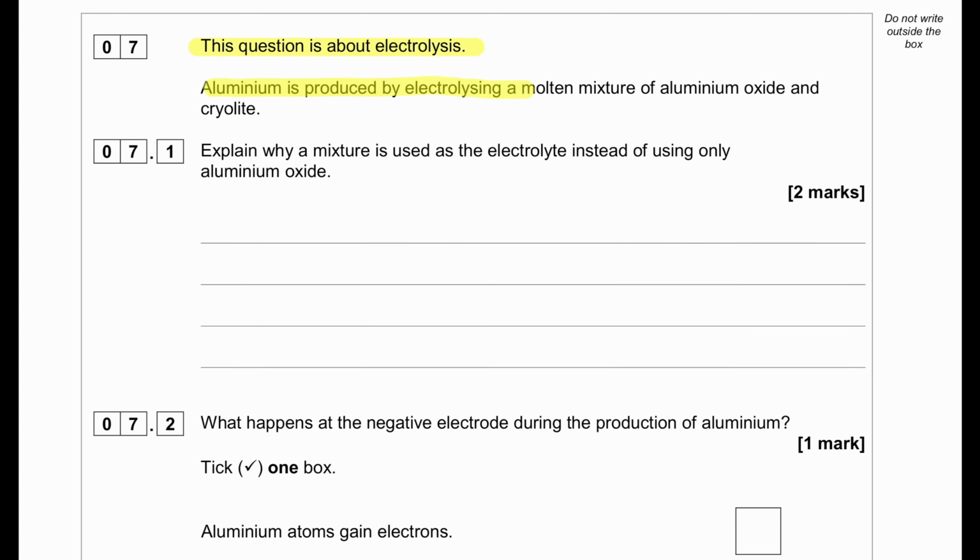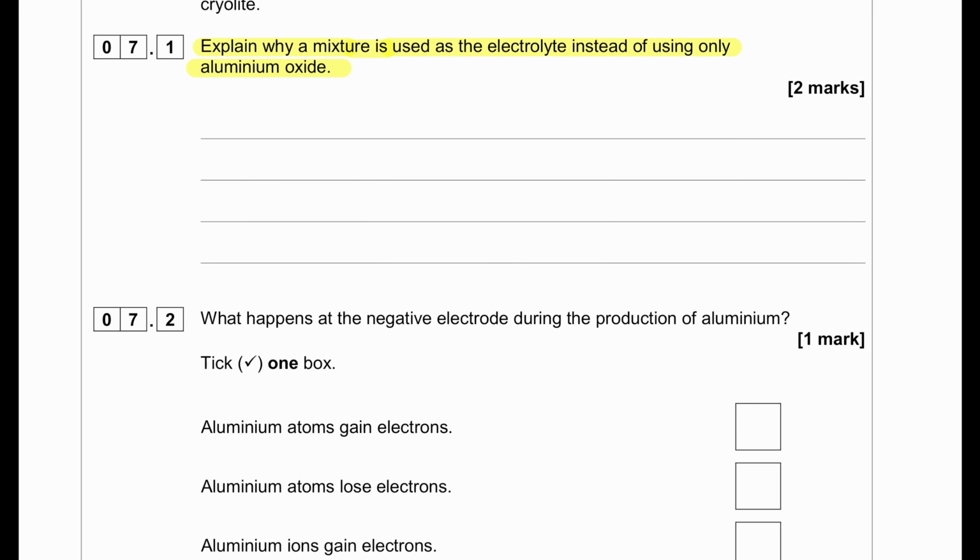Aluminium is produced by electrolyzing a molten mixture of aluminium oxide and cryolite. Explain why a mixture is used as the electrolyte instead of using only aluminium oxide. So basically, aluminium oxide has a very high melting point. When we add impurities, impurities are able to decrease the melting point. So less amount of energy will be needed if we use a mixture.